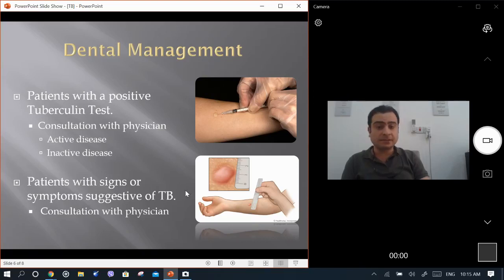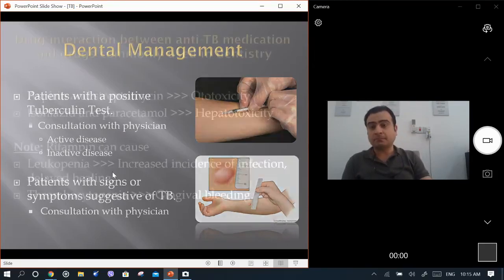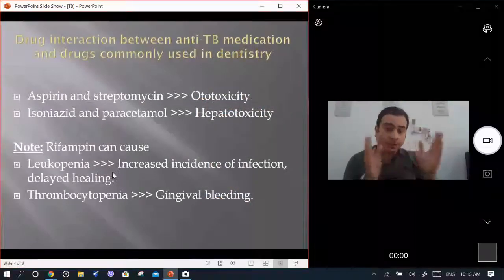Patients with signs and symptoms suggestive of TB, for example patients who report night sweats, fever, malaise, and unexplained weight loss, need to be referred to a supervising physician to determine whether or not they have the disease. This is all about the dental management for those patients.